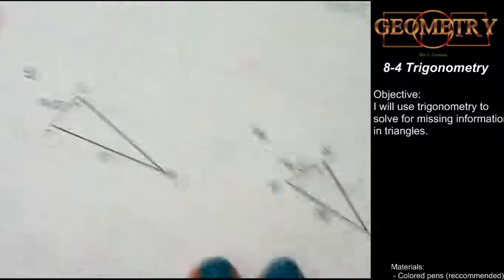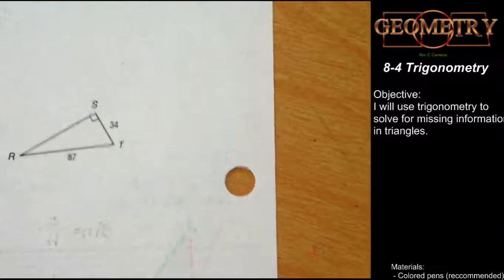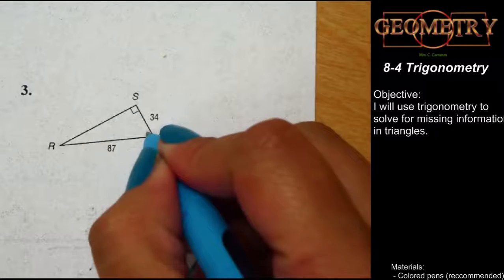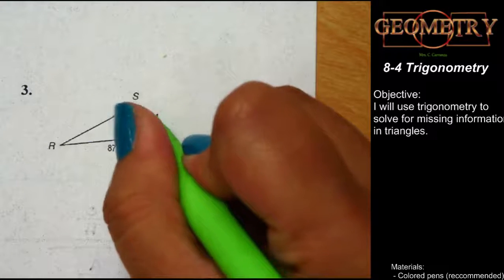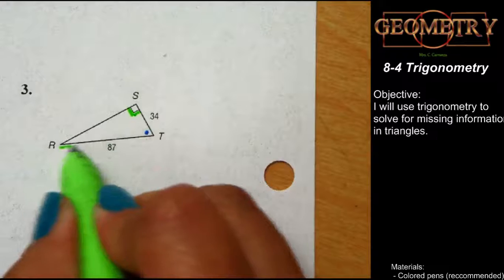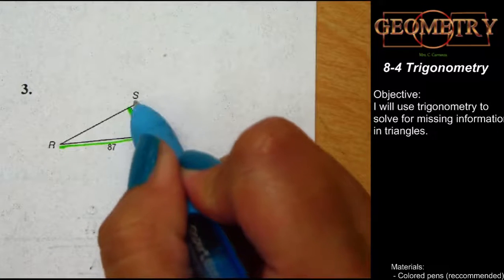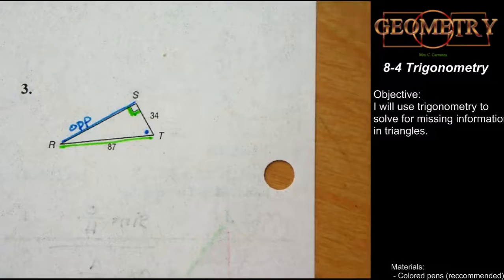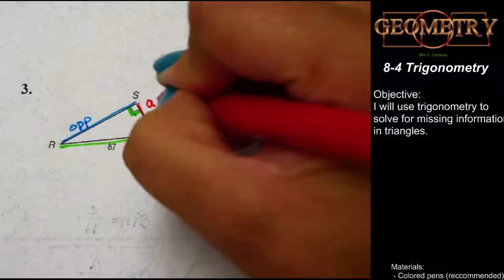We're going to use those trigonometric ratios to help us find the measure of different angles. For number 3, let us find the measure of angle T. Before starting, I need to identify my hypotenuse. I need to identify the side opposite angle T. And I need to find the side adjacent to angle T.